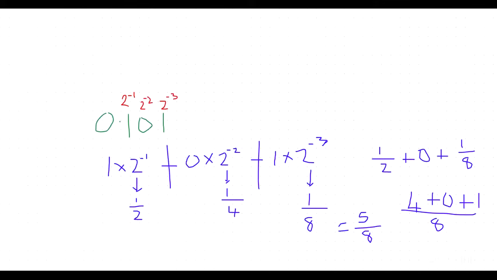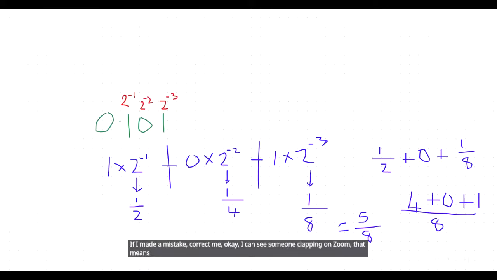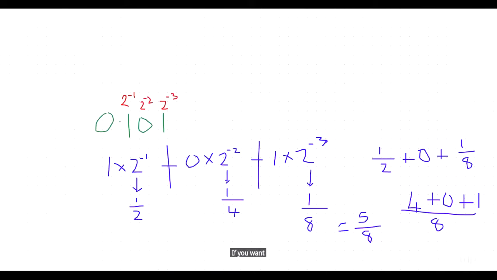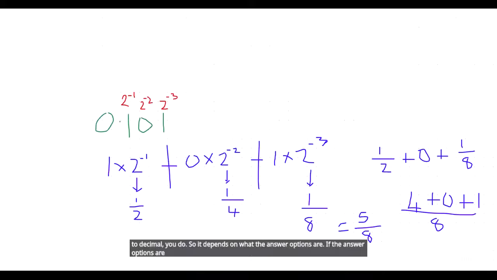If I made a mistake, correct me. Okay, I can see someone clapping on Zoom. That means I did not make a mistake. If you want to convert 5 over 8 to decimal, you do. It depends on what the answer options are. If the answer options are in decimal, then you have to convert to decimal.